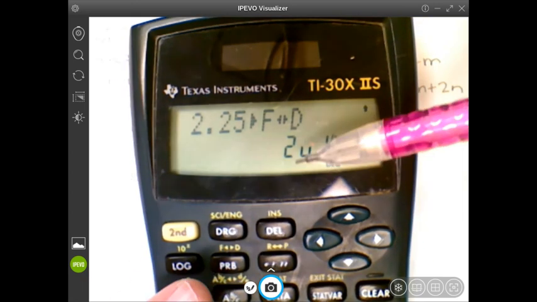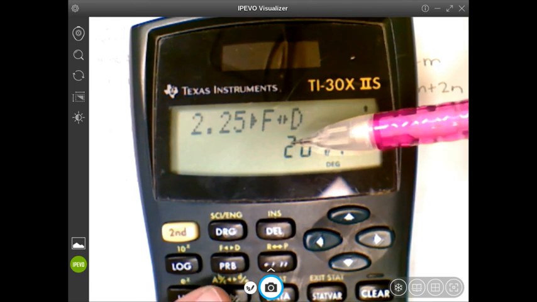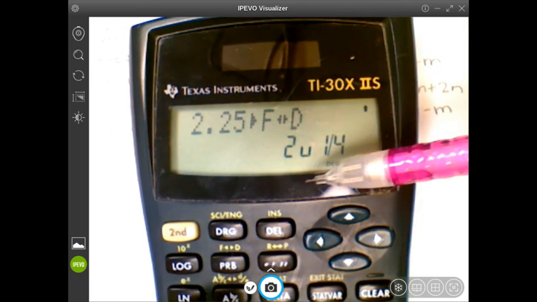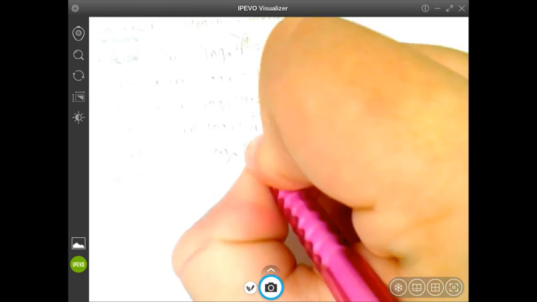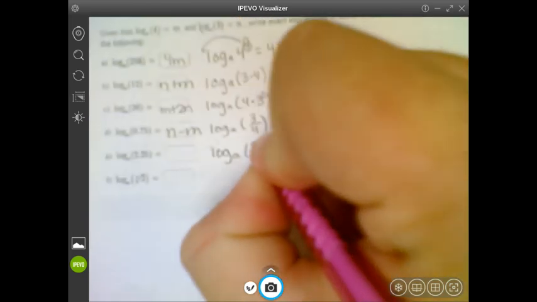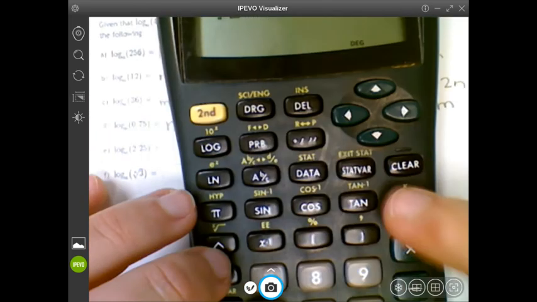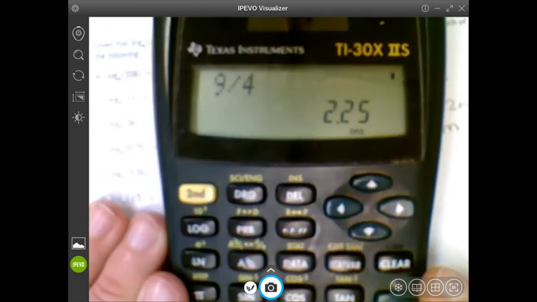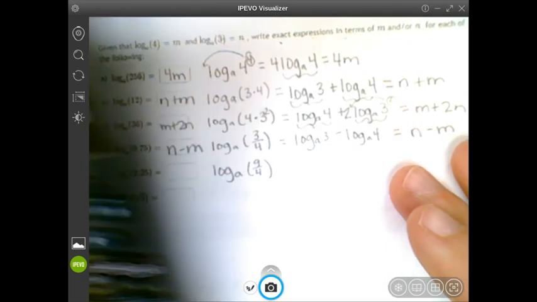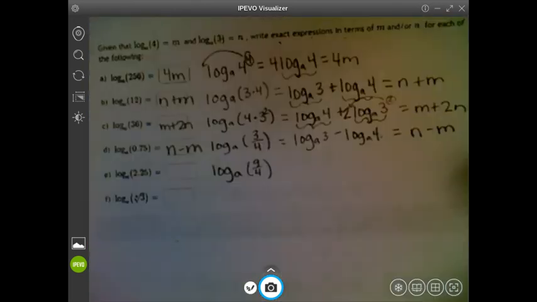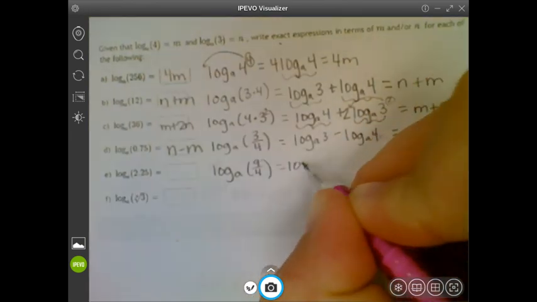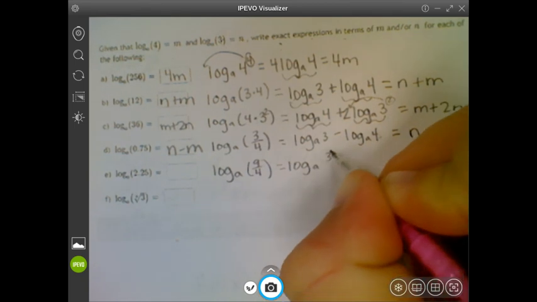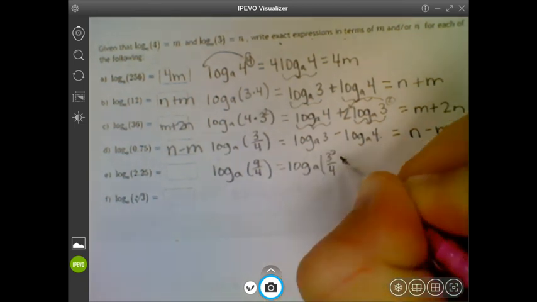But if you want to put it as an improper fraction, 2 would be 8 over 4, and then you have one additional one. So we're looking at 9 over 4. And if you're not sure, you can always just type in 9 over 4. That is 2.25, so we know that it is 9 over 4. All right. The good news is we know how to make a 9, and we already have a 4, right? 9, that's actually 3 squared. So log base a, 3 squared over 4.